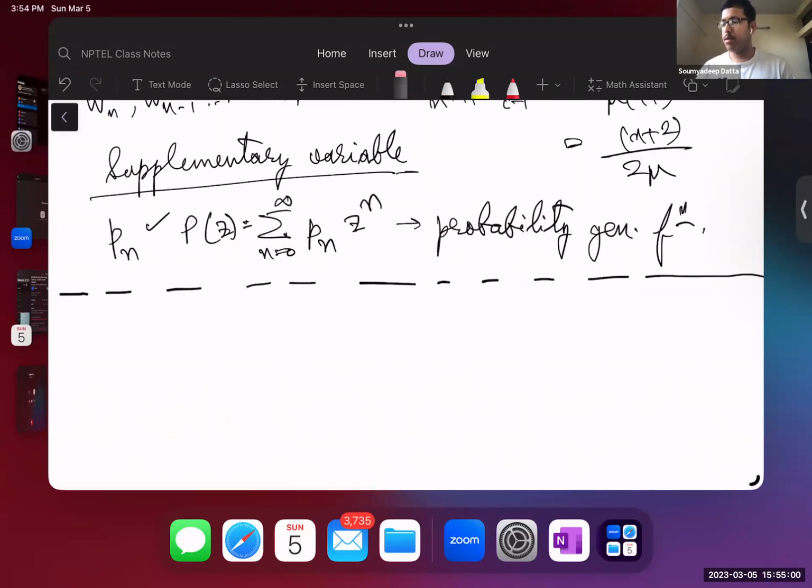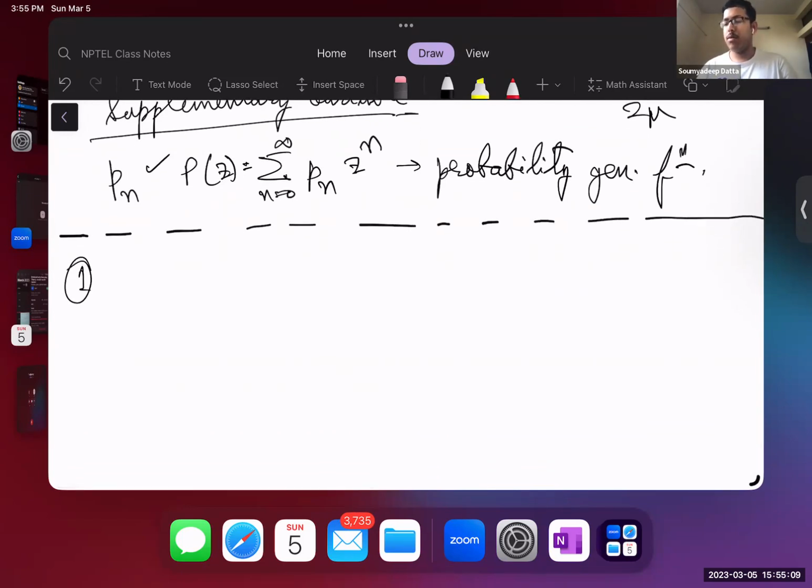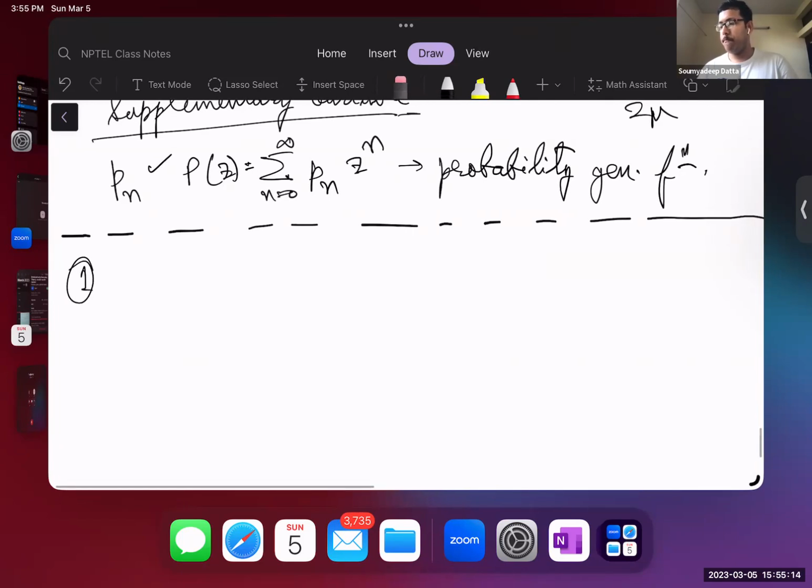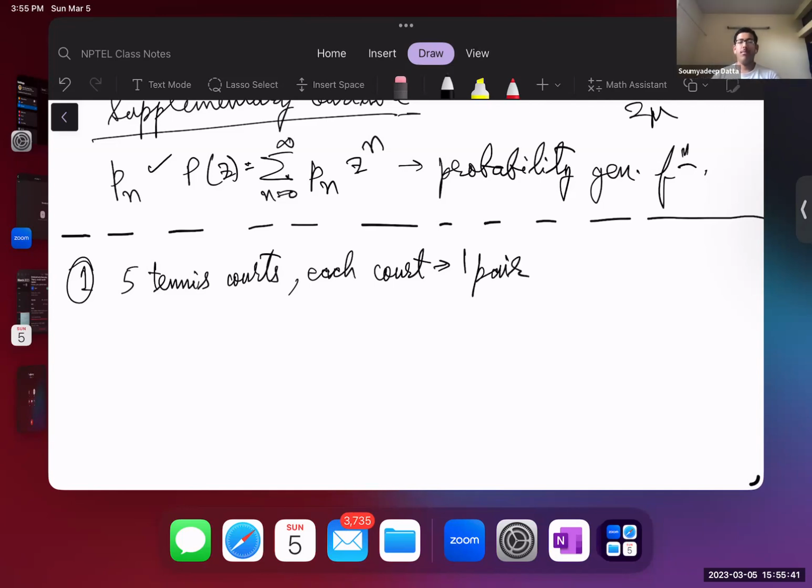Let me start with the first problem I wanted to discuss. Let's say we have a sports facility with five tennis courts, just as an example. Each court can accommodate one pair of players, one player on either side. In this system, pairs arrive at an arrival rate lambda, let's say 5 per hour.